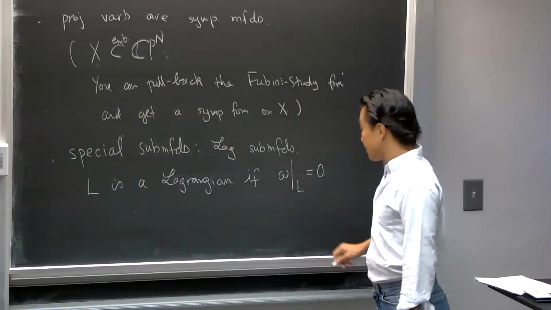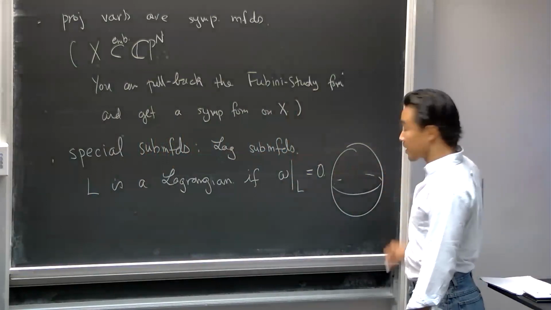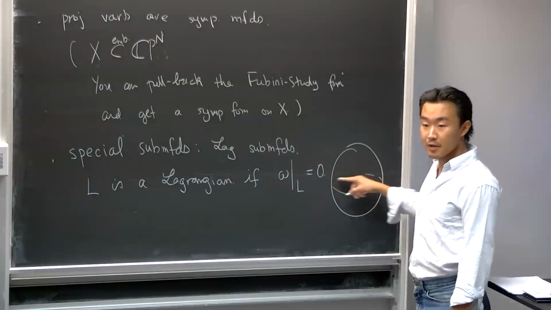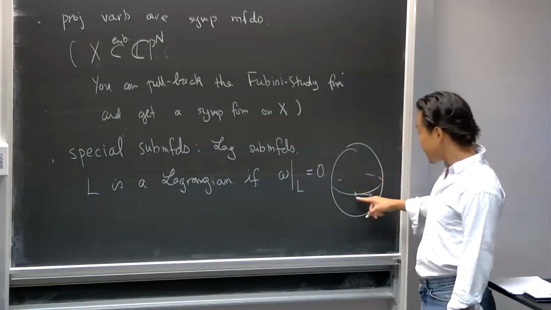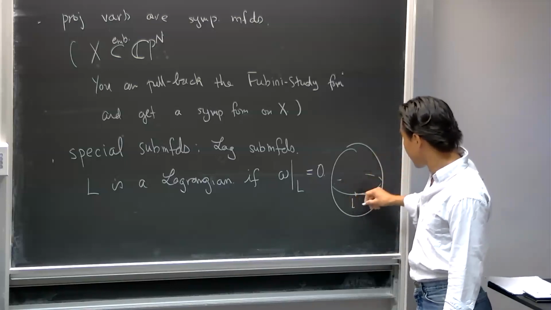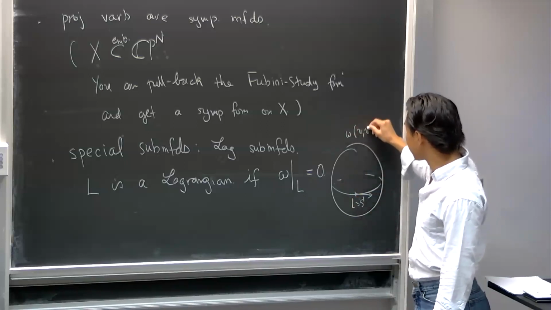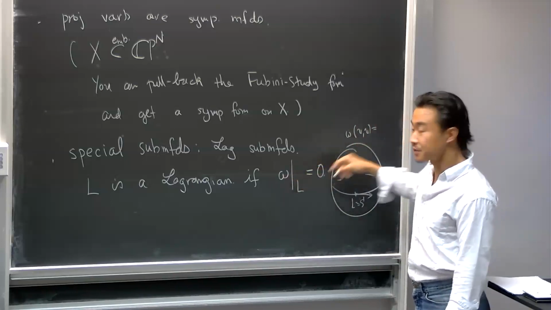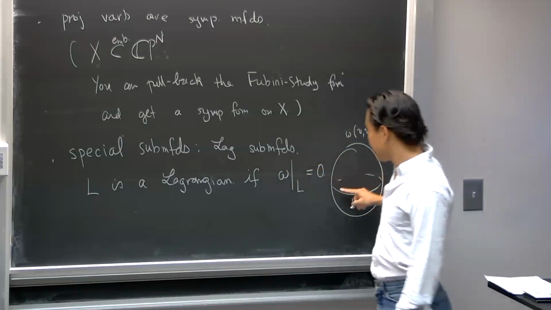Okay. So to give you an example, let's take P1 or the sphere and consider the equator. Then, well, there's only one direction for the equator. And obviously, because the symplectic form is non-degenerate, this restriction will vanish. So this is a Lagrangian. Okay, the equator is a Lagrangian.